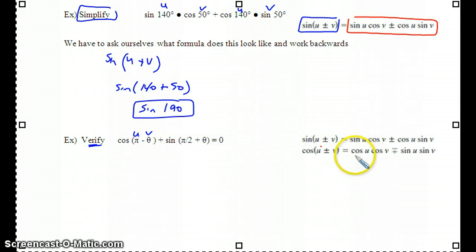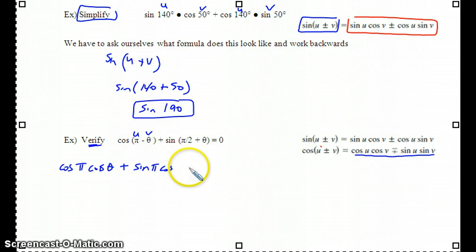So if I plug it into this, it's going to be the cosine of u, which is pi, cosine of theta. Then it's a minus there, so minus is the bottom sign, so I use a plus. The sine of pi, sine of theta. We'll go back and we'll simplify this in a minute.